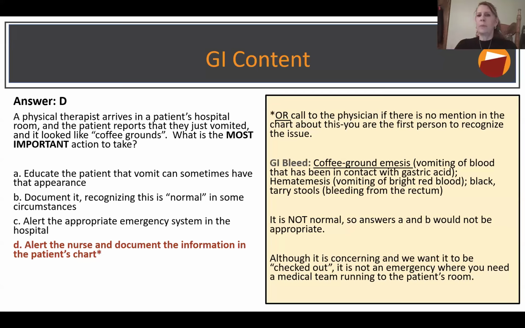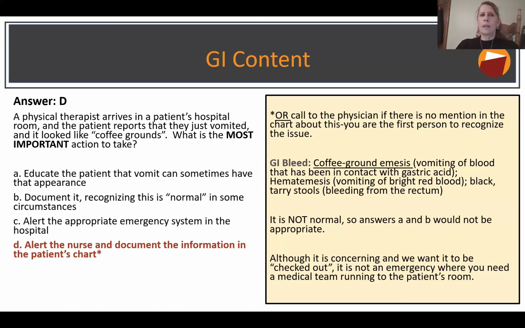If they were vomiting bright red blood, that is a GI bleed. That would be a little bit more concerning. If they have black tarry stools or they see blood in their stools, it means there could be a lower GI bleed. Again, not super concerning. We want it checked out, but not super concerning unless there's large amounts of copious blood that is coming out.